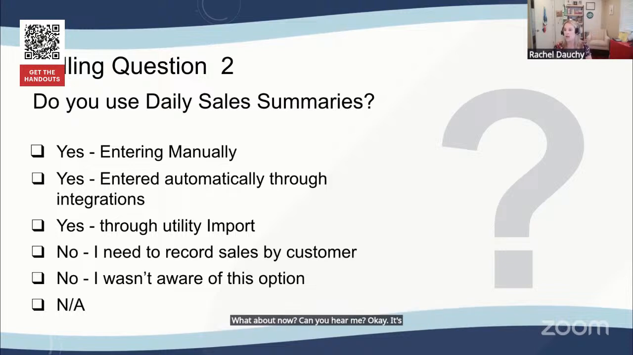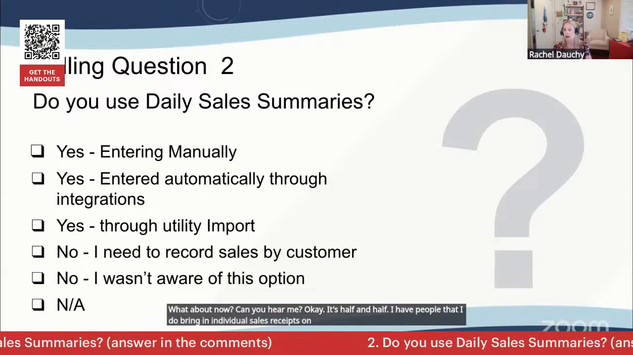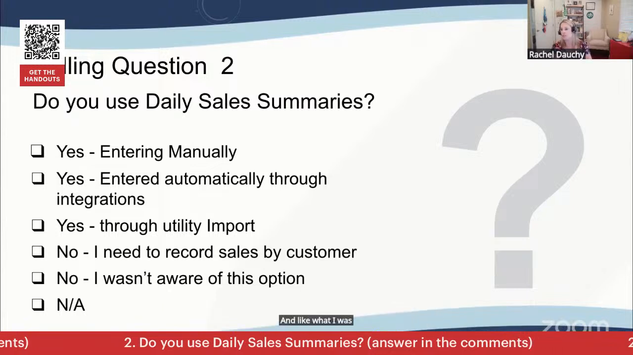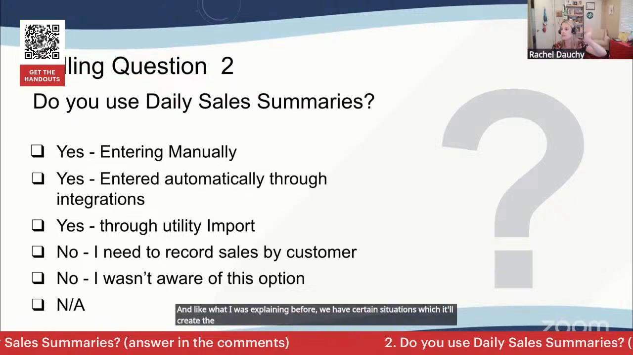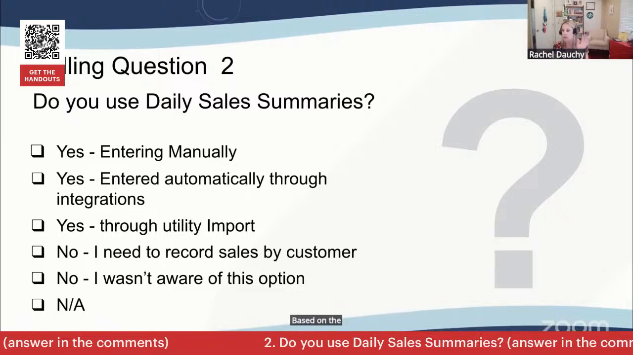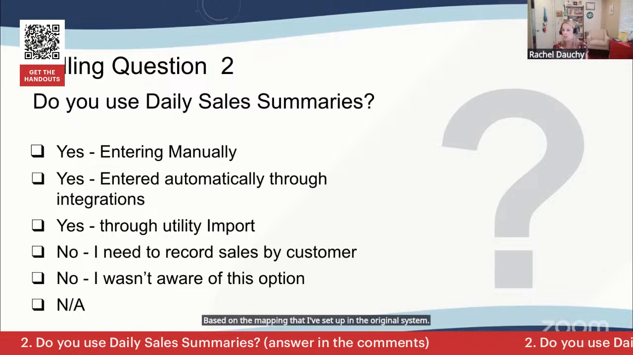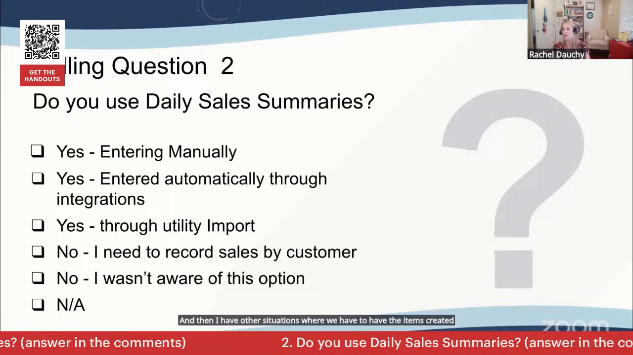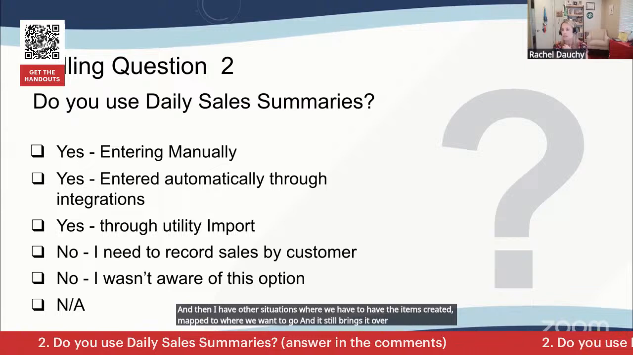It's half and half. I have people that I bring in individual sales receipts for on automation. Like what I was explaining before, we have certain situations in which it'll create the item based on the mapping that I've set up in the original system. And then I have other situations where we have to have the items created, mapped to where we want them to go. And it still brings it over on individual sales receipts.